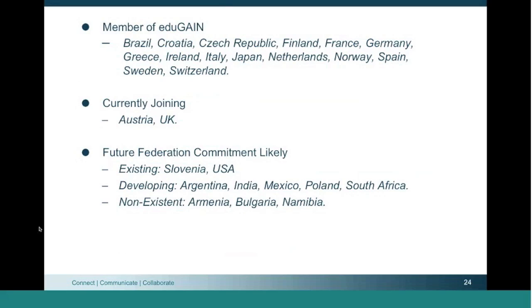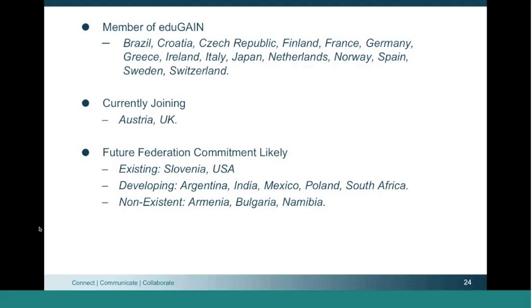So how does CTA and EduGAIN look? Well, we actually have quite a lot of members of CTA federations, also a member of EduGAIN, and as I said, Austria has signalled its intention to join, is actually working on it now, and the UK will be coming soon. So there are then a group of federations that do exist, that are in development, and don't exist, and it's unclear what the time frame for their creation will be.